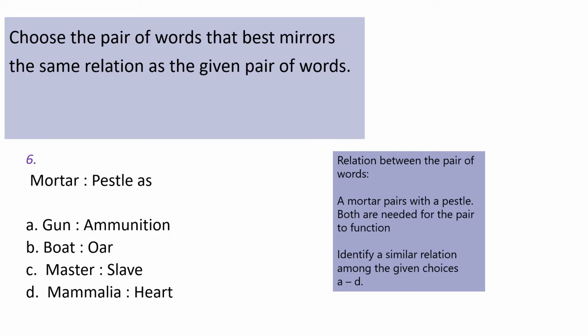For number 6, we are given the relation between mortar and pestle. So these two always will go together, most of the time. So for the mortar and the pestle to function, both are needed. Although one can also use a pestle on a chopping board, but regularly we use a mortar for a pestle. Okay, so let's also identify the similar relationship among the choices A to D.